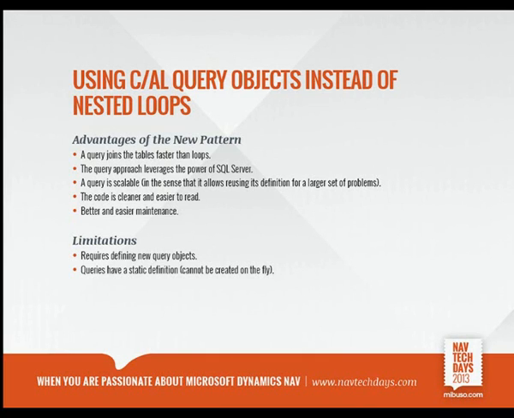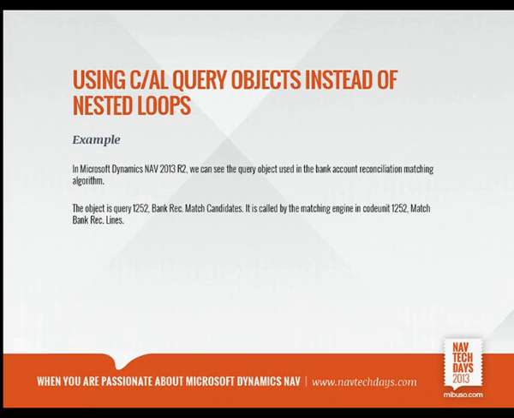The limitation is, of course, you have to define query objects, which can have an impact on the license as well. And again, they have a static definition, so there's no way of dynamically altering the query once you define it. So you have to define your problem very clearly beforehand. As an example, it's exactly the one I showed you before: bank account reconciliation matching. If you want to see how it's done the old way, you can look at the general journal line matching, because that one is done through nested loops. That basically creates a Cartesian product of the two tables and then tries to find all potential candidates. So we have both patterns right now, but in the future we would like to focus more on this pattern.